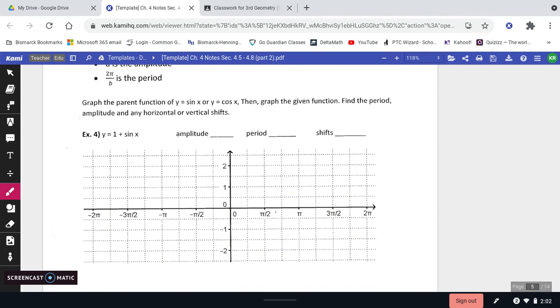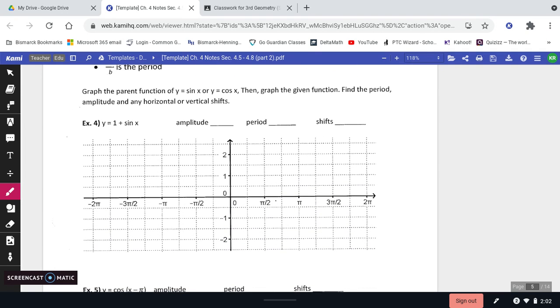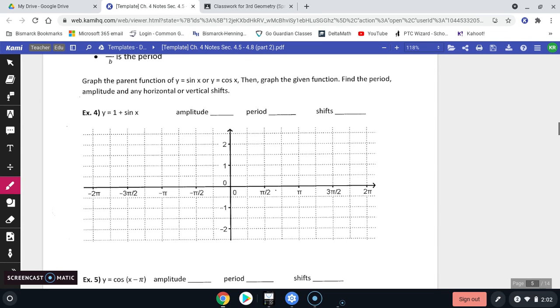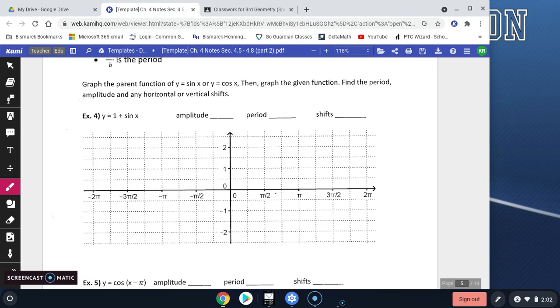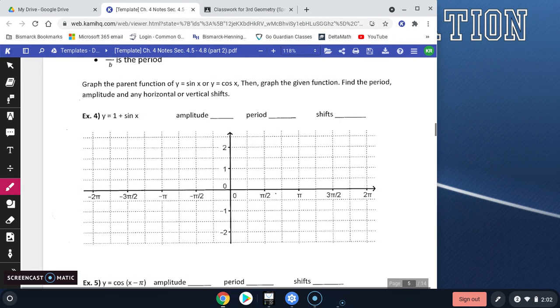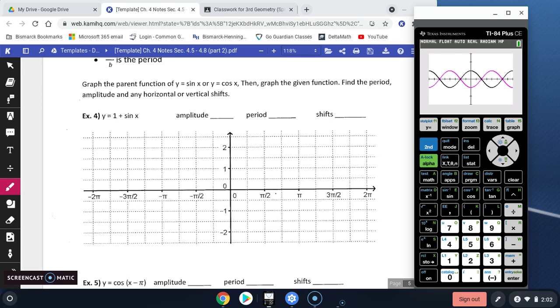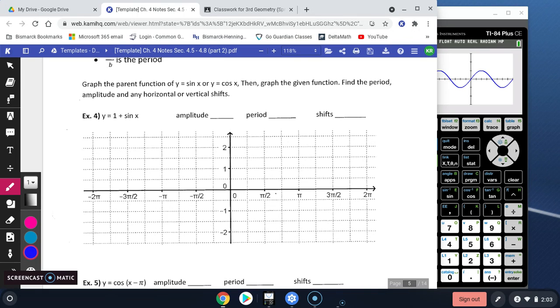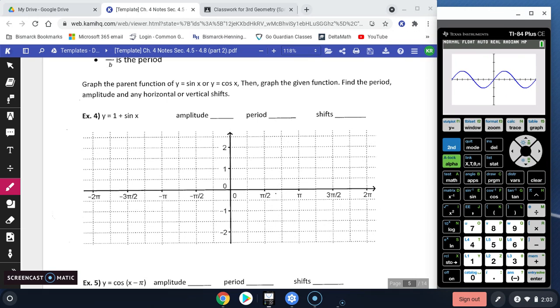Okay, so looking at 1 plus the sine of x. On your calculator, we can do the sine function here. I want this one, don't want that one, don't want that one. Okay, so there's your parent function, that's your sine function. When I graph by hand, I like to be able to sketch in that parent function.